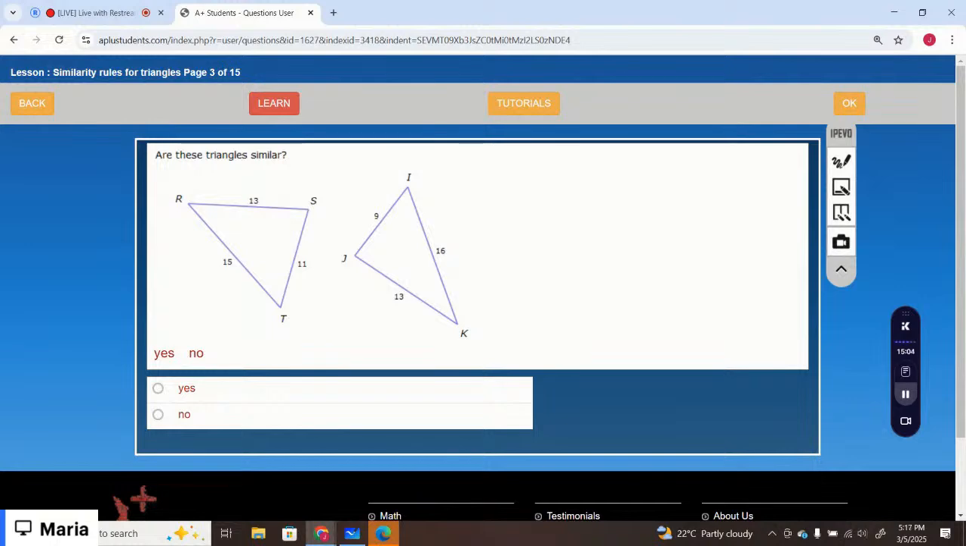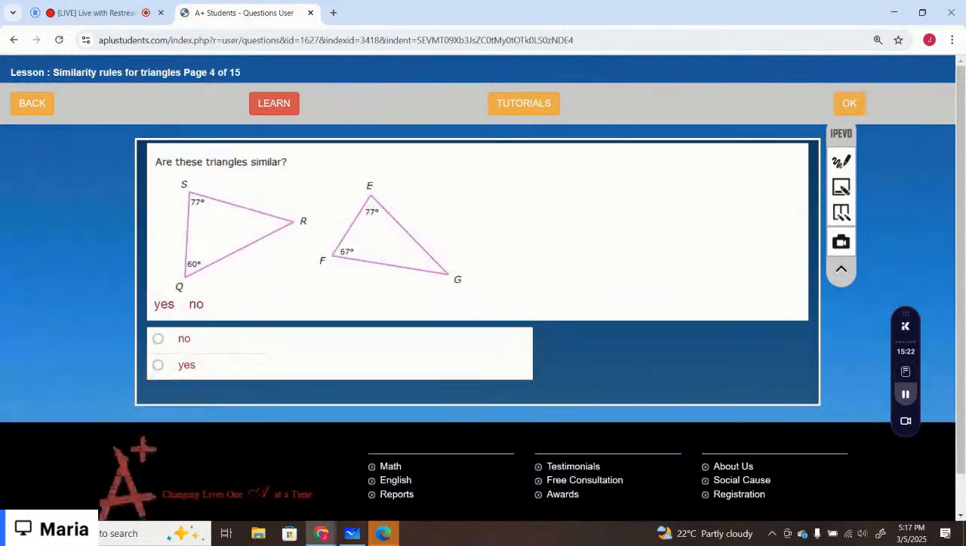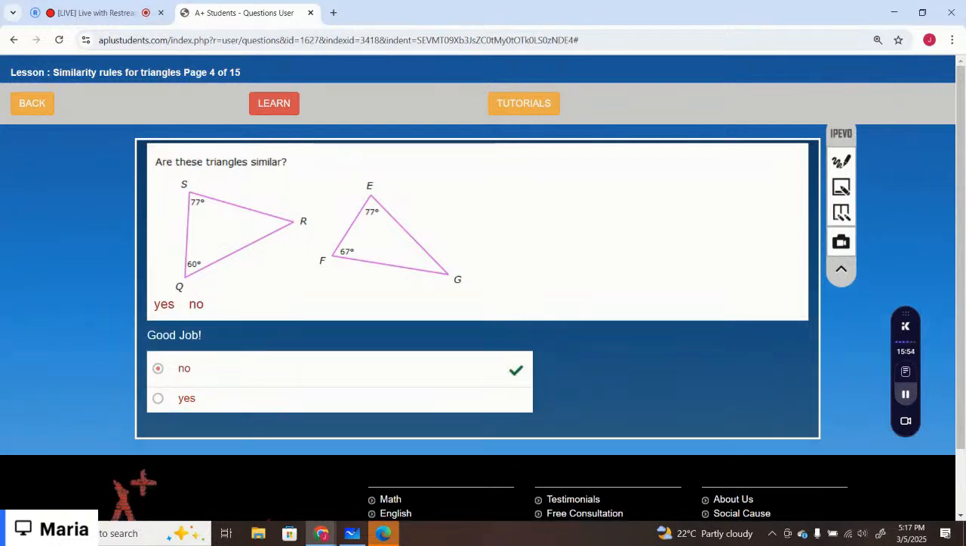Are these triangles similar? No, they are not similar. Option number three is the correct option. Are these triangles similar? No, they are not similar. Angle Q is not congruent to angle F, so no, they are not similar.